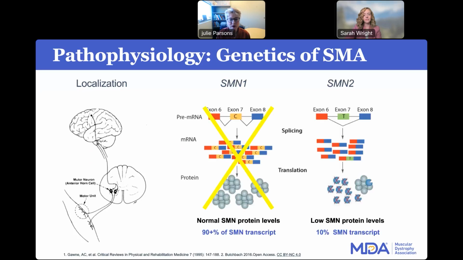On chromosome 5, we have the genes for SMN1 and SMN2, survival motor neuron 1 and 2. In patients who have SMA, either the SMN1 gene is missing or it is malfunctioning. That's unfortunate because the SMN1 gene is responsible for producing about 90% of the SMN transcript. Without that gene, we have a backup gene called SMN2, and that gene produces only about 10 to 15% of functional protein. Next slide.